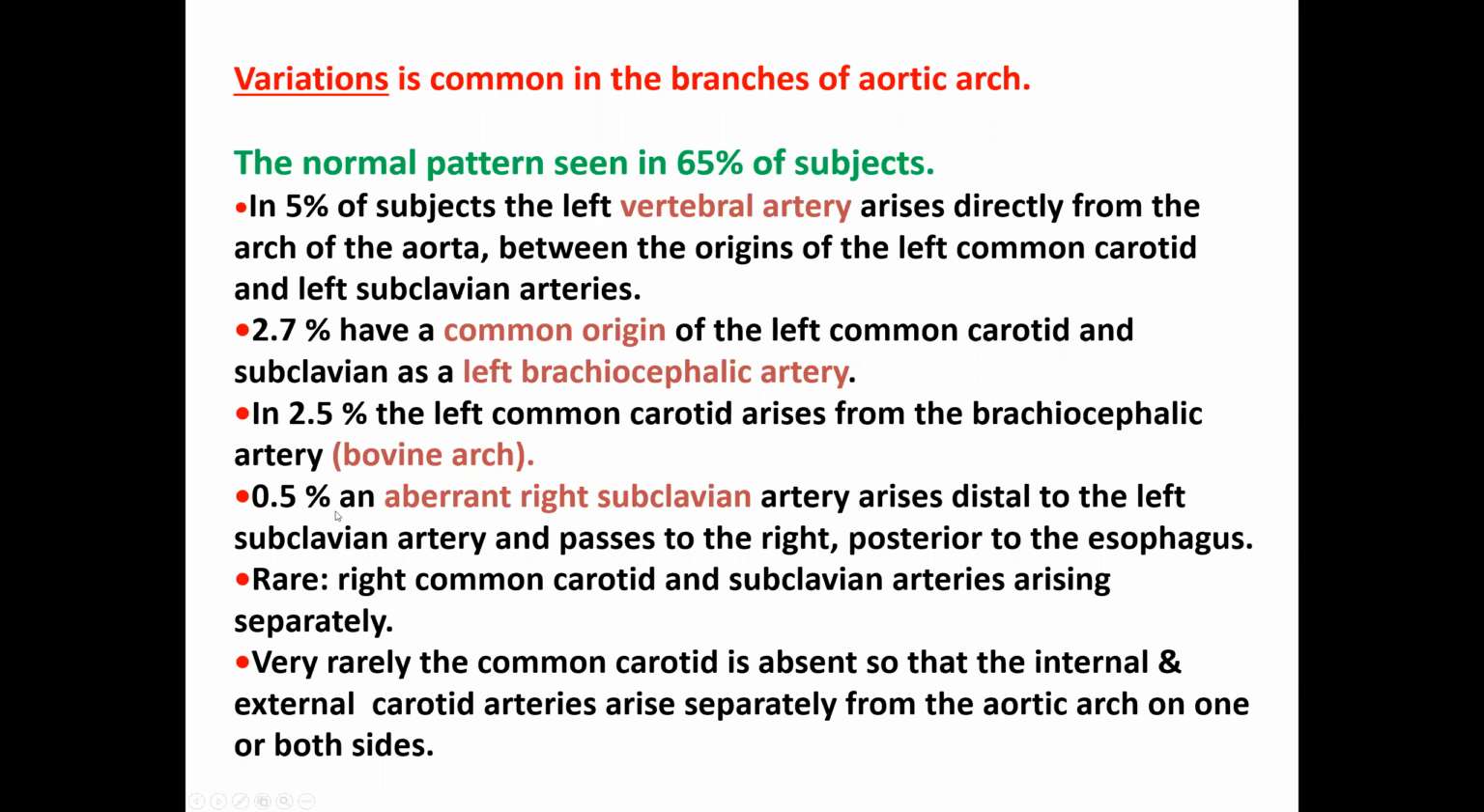In 0.5%, an aberrant right subclavian artery arises distal to the left subclavian artery and passes to the right, posterior to the esophagus. A rare variation is that the right common carotid and subclavian arteries arise separately. Very rarely, the common carotid is absent, so that the internal and external carotid arteries arise separately from the aortic arch on one or both sides.